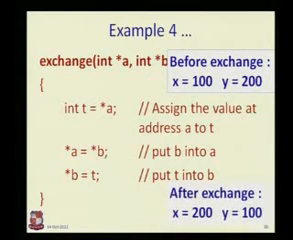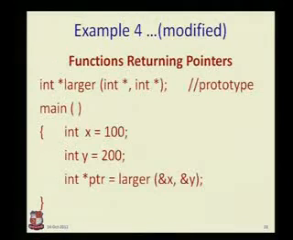So what will this function return? See, these have exchanged the values. y from 200 has become 100 and x from 100 has become 200. So this is how we can use pointers as function arguments.